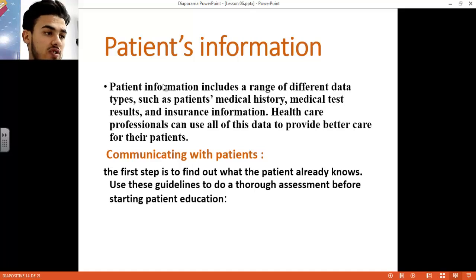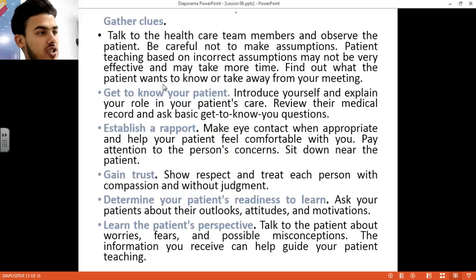Communicating with patients. The first step is to find out what the patient already knows. Use these guidelines to do a thorough assessment before starting patient education. So, first the nurse must gather the clues. Talk to the healthcare team members and observe the patient. Be careful not to make assumptions. Patient teaching based on incorrect assumptions may not be very effective and may take more time. Find out what the patient wants to know or take away from your meeting.